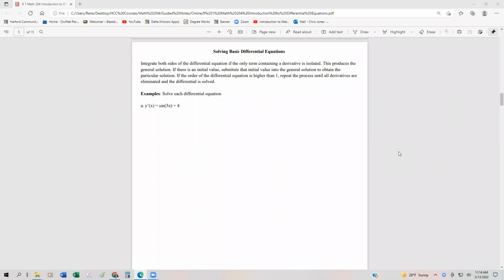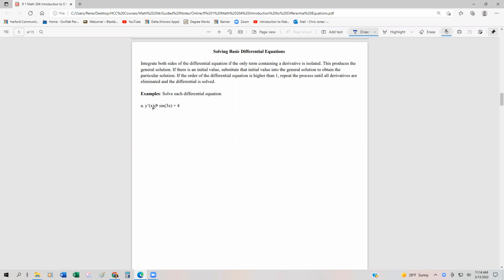We're going to take a look at how to solve some really basic sorts of differential equations. In the types we're going to be solving in this section, we literally just have the derivative on one side and then the independent variable on the other side. And so we're just going to integrate to be able to solve these.